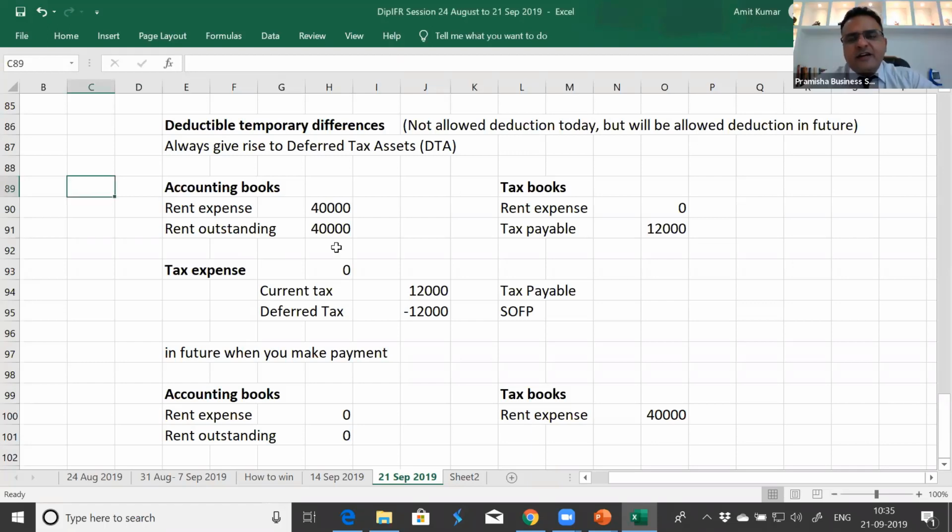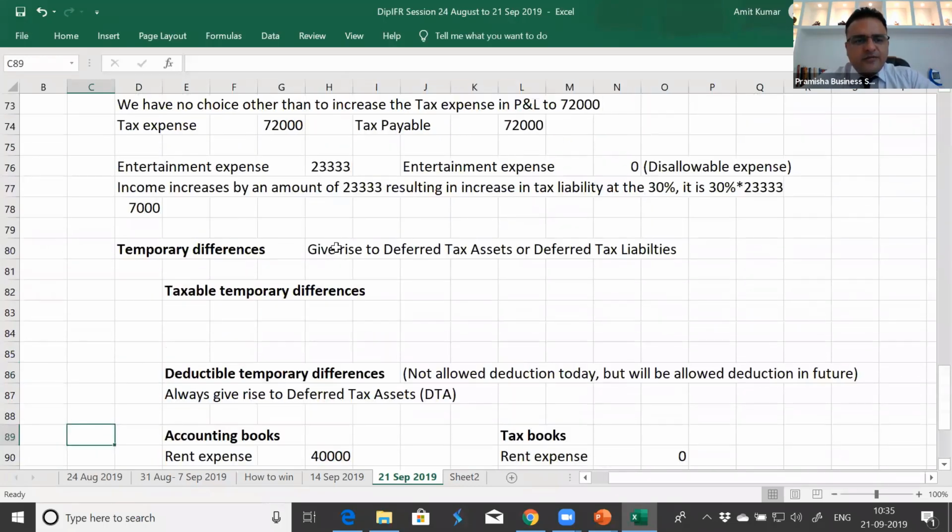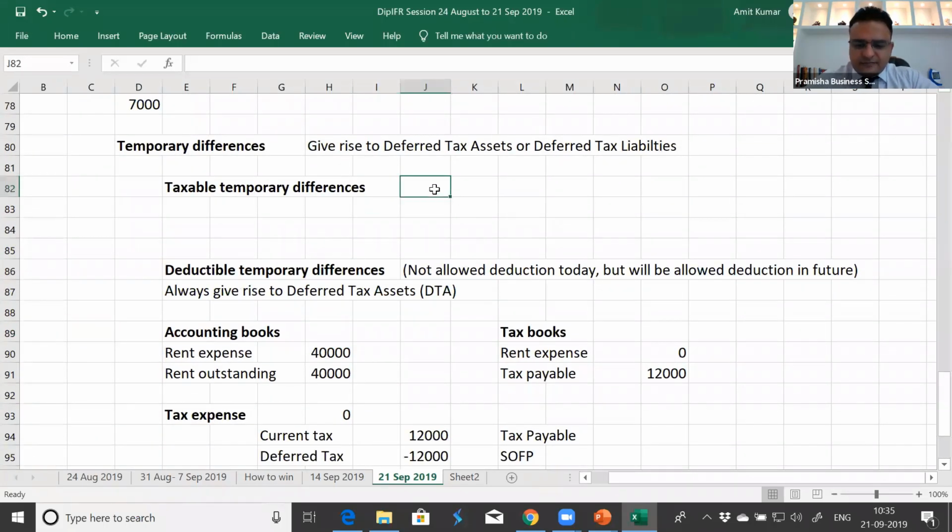And this line is also very clear. Deductible temporary differences give rise to deferred tax assets. Now comes the turn of taxable temporary differences, meaning not taxed today but will be taxed in future. Not taxed today means they're not charging tax today. But this is not a permanent difference. This is a temporary taxable difference, meaning they're not charging tax today, but they'll be charging tax in future.